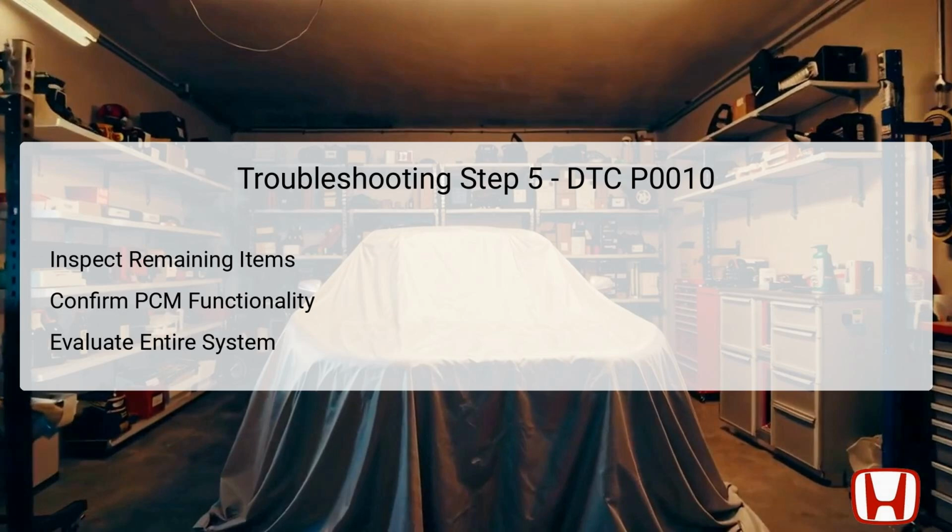If prior steps indicate the VTC oil control solenoid and wiring are functioning correctly, yet DTC P0010 persists, it points to a potential PCM malfunction. Thus, the technician should assess the reliability of the PCM's performance by checking other diagnostic parameters and ensuring it processes all inputs correctly. If it is determined that the PCM is at fault, replacement or reprogramming may be required to rectify the issue.